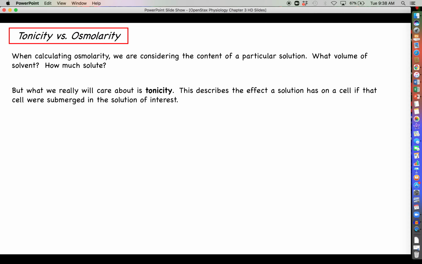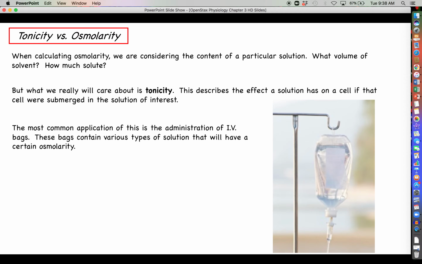Tonicity describes the effect a solution has on a cell if that cell were submerged in the solution of interest. So in most cases, this means you can assume that the ICF of that cell is going to be 300, and the extracellular fluid osmolarity is going to be that of whatever solution you are interested in.